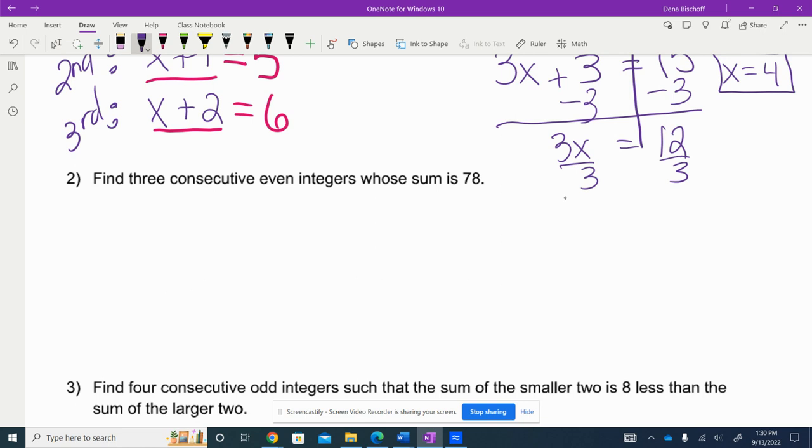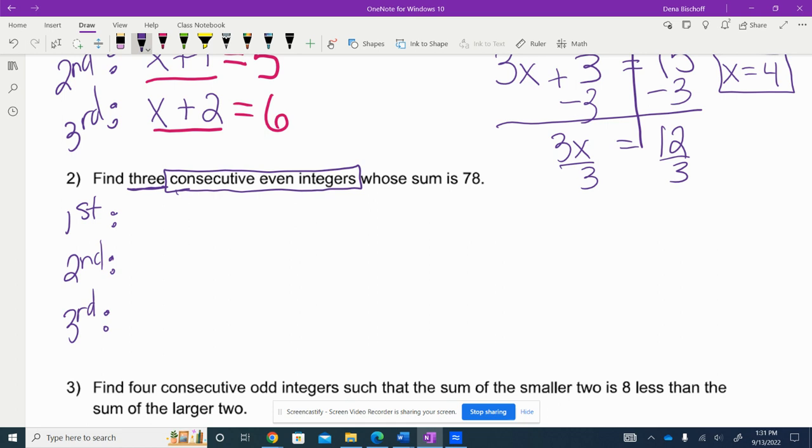How many integers are we talking about? 3. So I'm going to start off with first, second, third. I'm going to do that every single time. That just helps me make sure that I label my variables right. What kind of integers are we talking about? 3 what integers? Consecutive, even. Yeah, these are even.